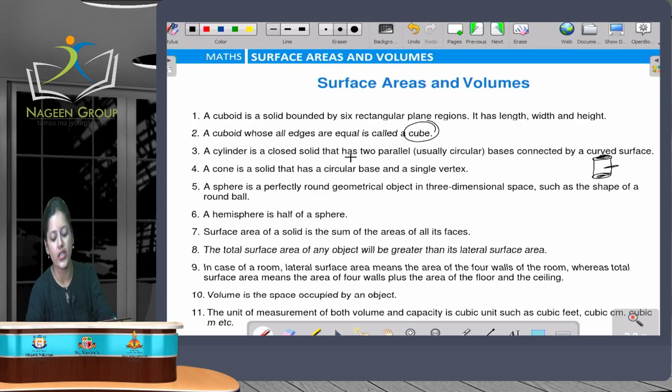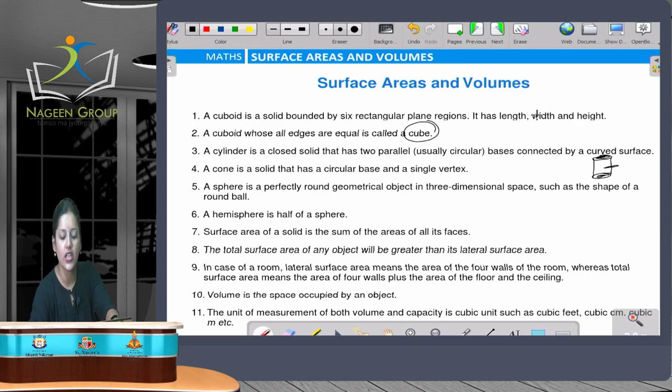A cone is a solid that has a circular base and a single vertex. Next one is a sphere. A sphere is a perfectly round geometrical object in three-dimensional space, in the shape of a round ball. We have already studied in our previous class that any ball in the form of a circle is known as a sphere. Next one is a hemisphere. A hemisphere is half of a sphere.